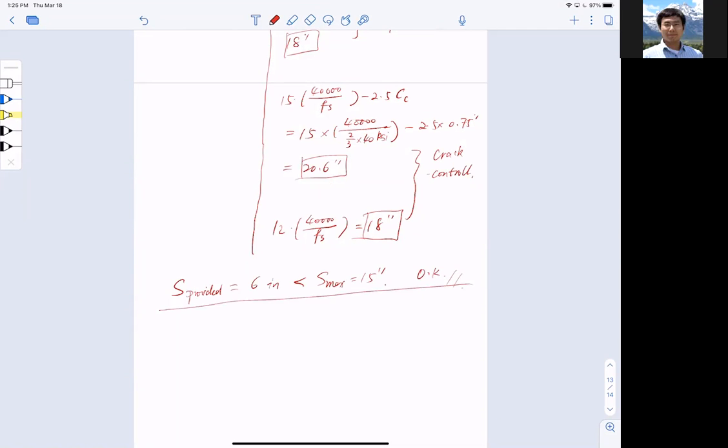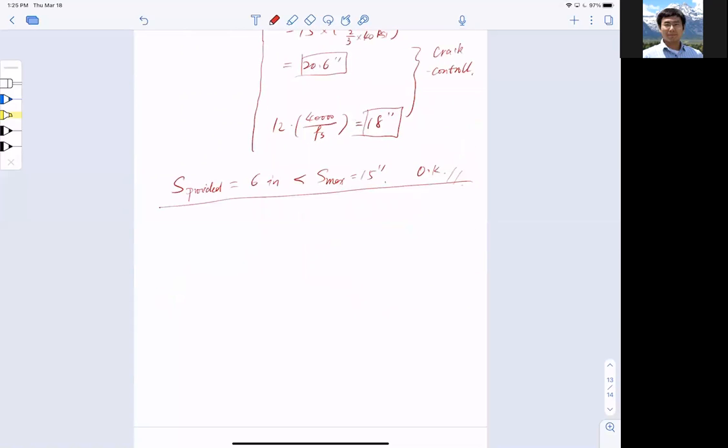We're okay. Finally, what we're saying is for a one-way slab, we're going to have number 4 bars at 6 inches. So number 4 at 6 inches for the one-way slab, and the depth is d equal to 4, and the height is 5 inch. Okay, so this is the first problem, right?